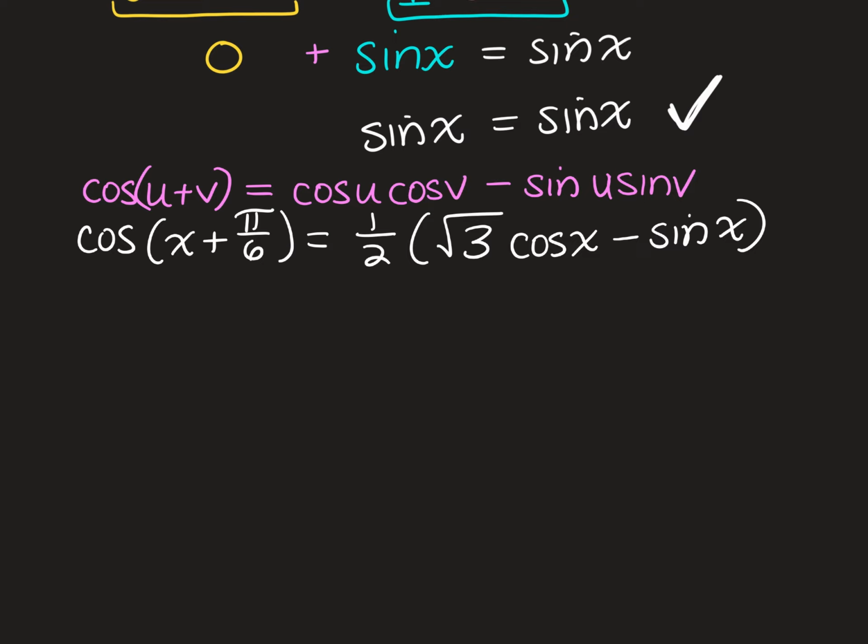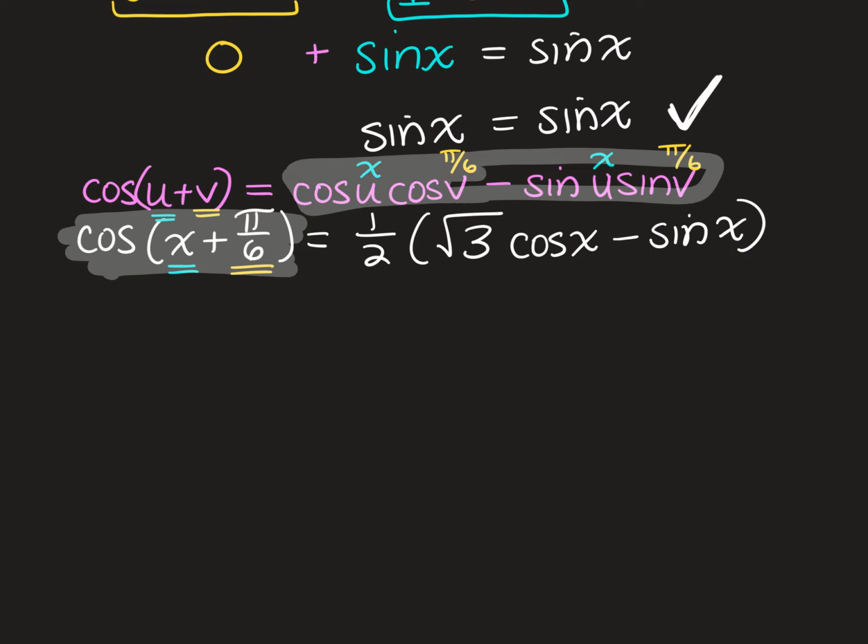What is going to replace v in our expression? To replace u, I'm just going to use x. So everywhere I see u, I'm going to use an x. To replace v, I'm going to use pi over 6. So everywhere I see a v, I'm going to replace it with pi over 6. And then just like we did in the previous problem, I'm going to replace this guy with this whole expression, replacing u and v with x and pi over 6.